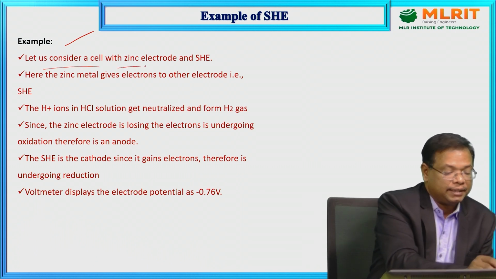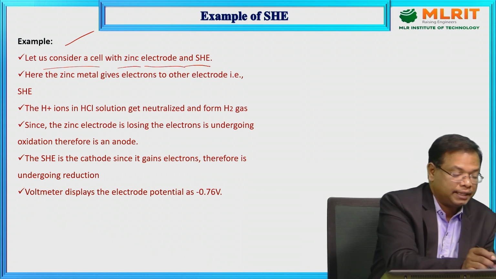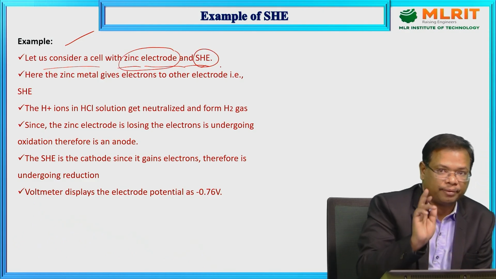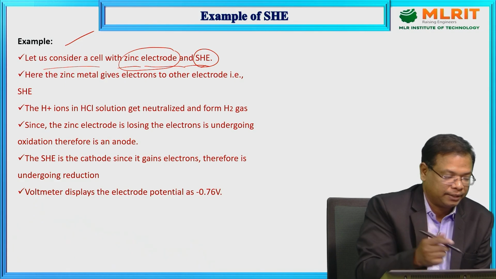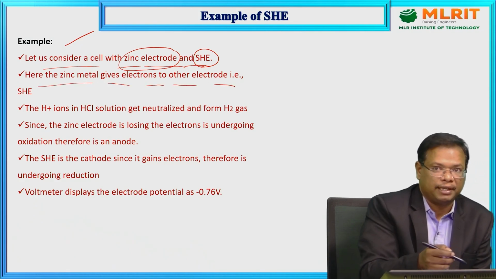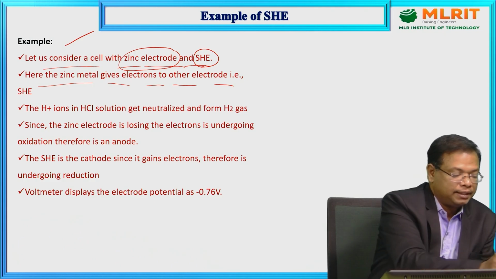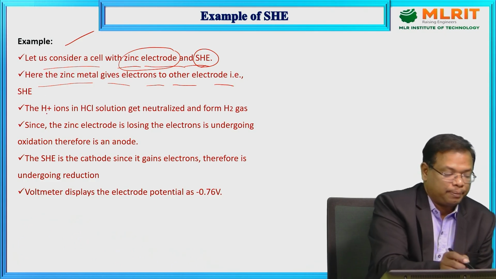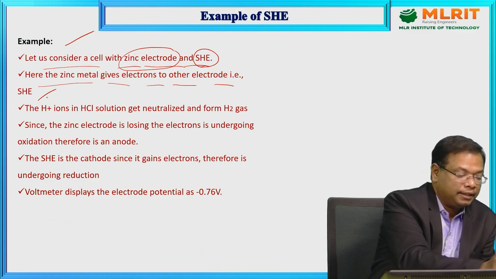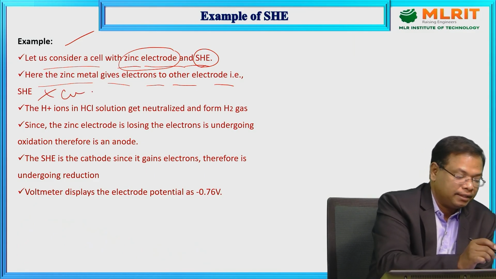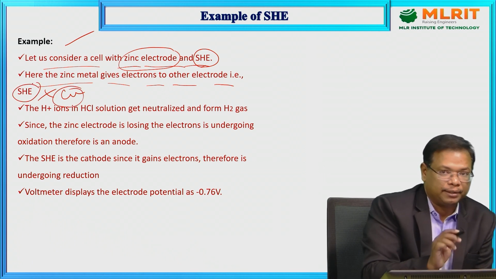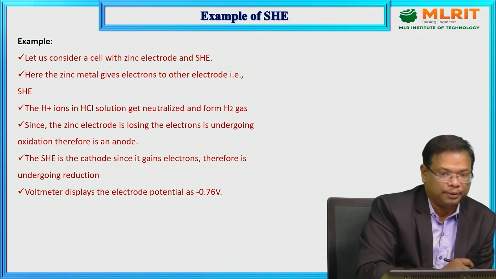So, an example of the SHE. Let us consider a cell with a zinc electrode and SHE. We are taking SHE as one electrode and the zinc electrode as the other. Here the zinc metal gives electrons to the other electrode. We know very well from the galvanic cell in the last video that it loses its electrons. Here the zinc metal gives electrons to the SHE. Instead of the copper in the galvanic cell, we are looking at the SHE. SHE is the standard electrode, so it will act as a cathode here.